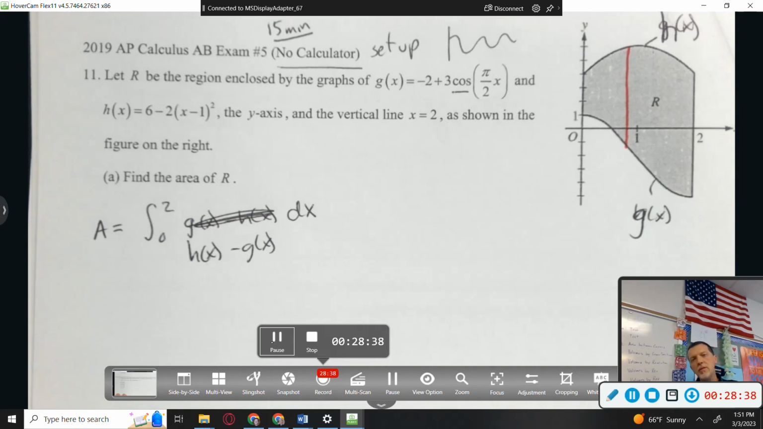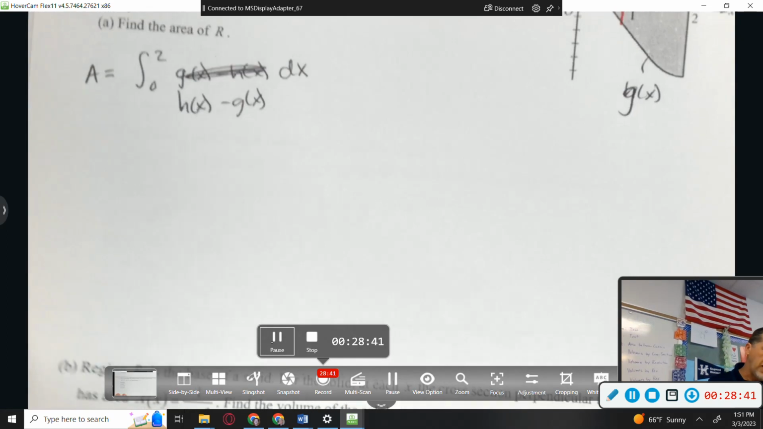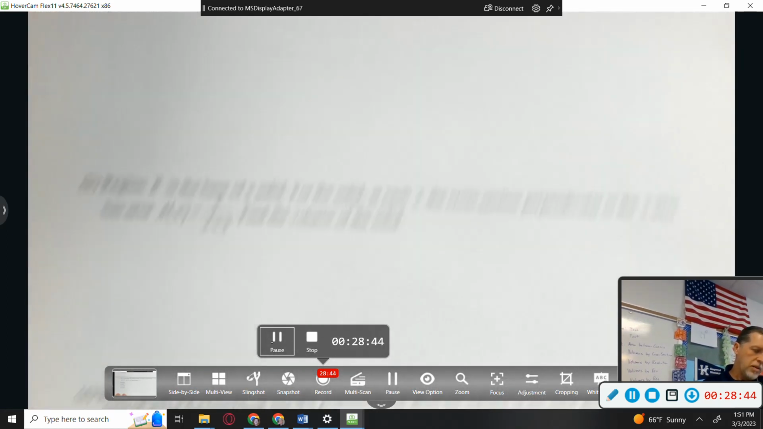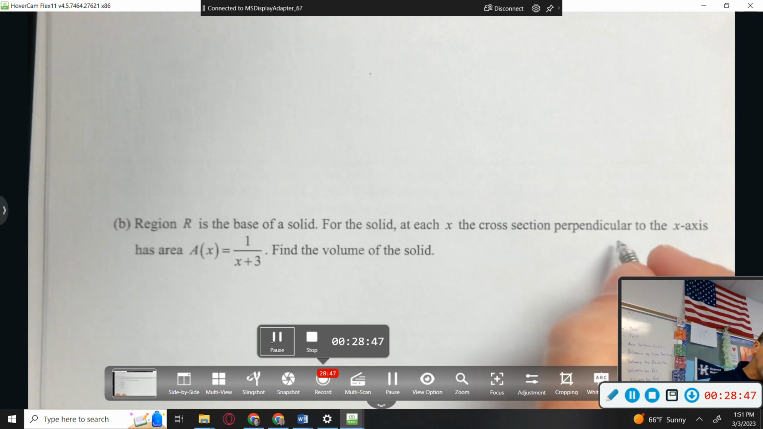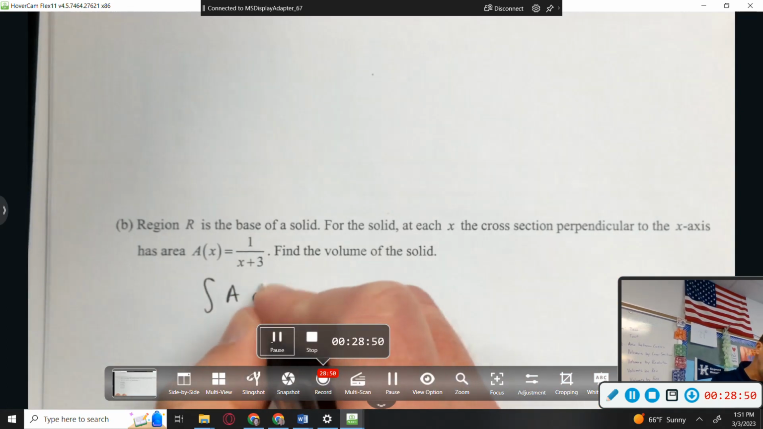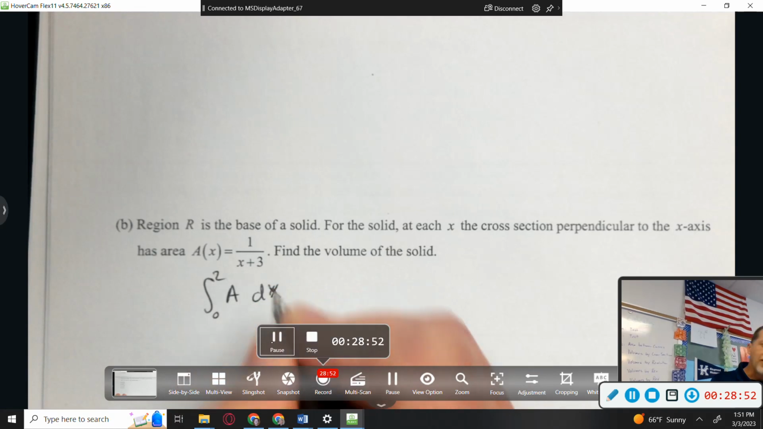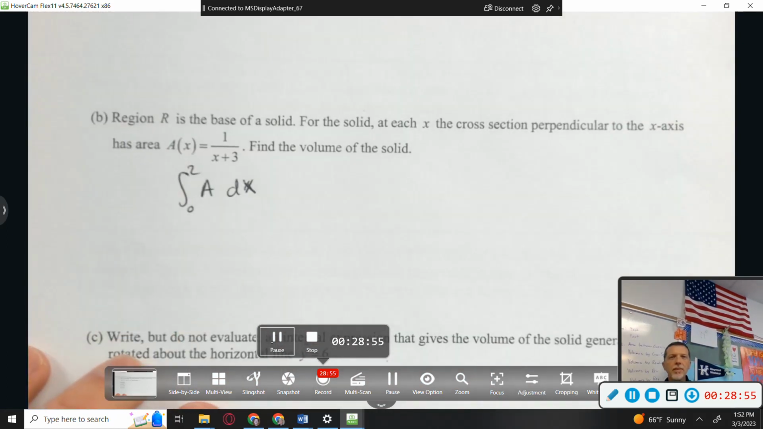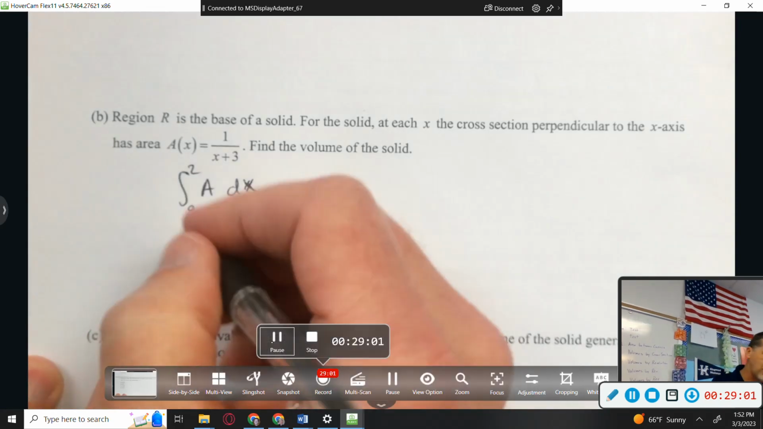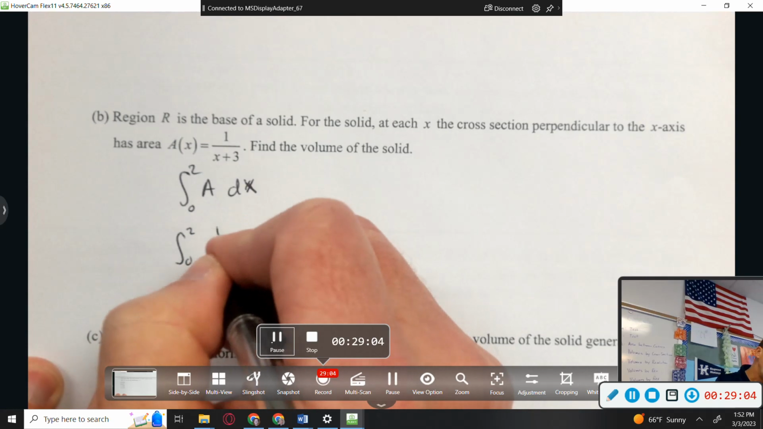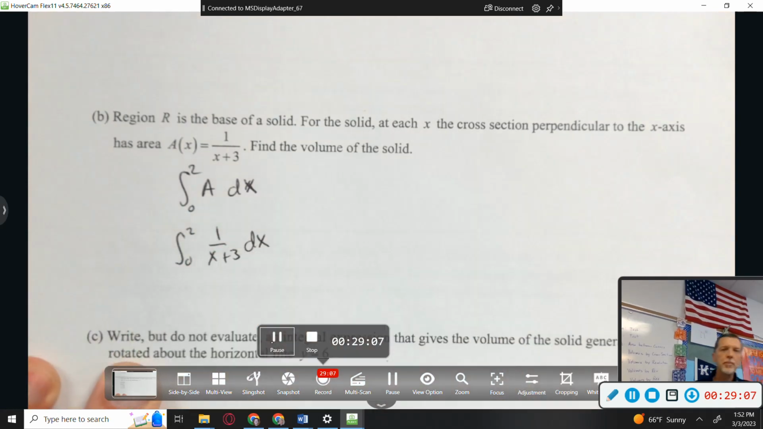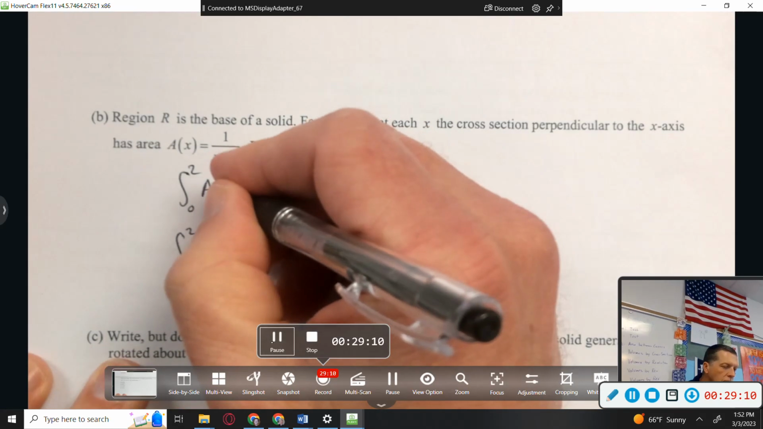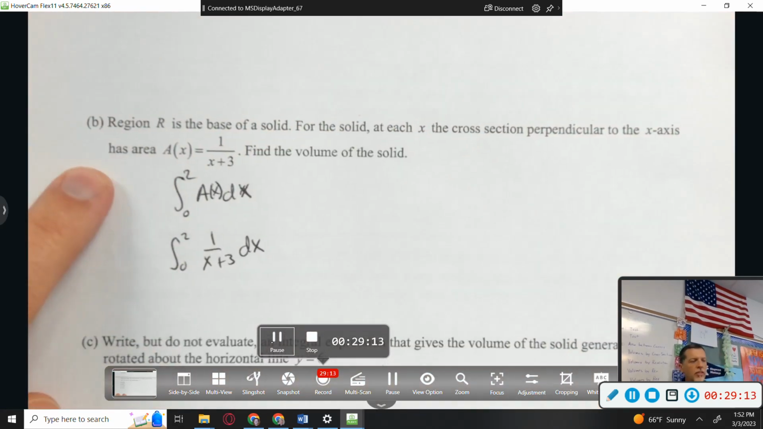And then it'd be kind of a pain to evaluate, but I'm not worried about that right now. Part B, cross-sectional areas. So I want to add up all the areas from 0 to 2. And this one's kind of weird because you could just about leave it like that, because it gives you the area formula. You don't have to memorize it. It's just the integral from 0 to 2 of 1 over x plus 3 dx. They'd probably give you 1 point for that, at least one, maybe probably just 1 on this one.